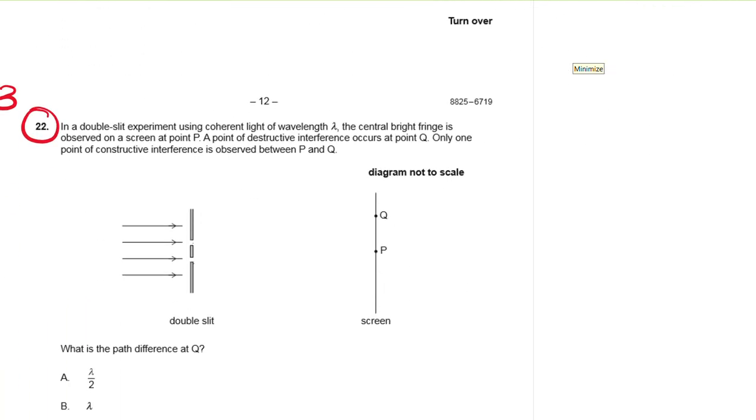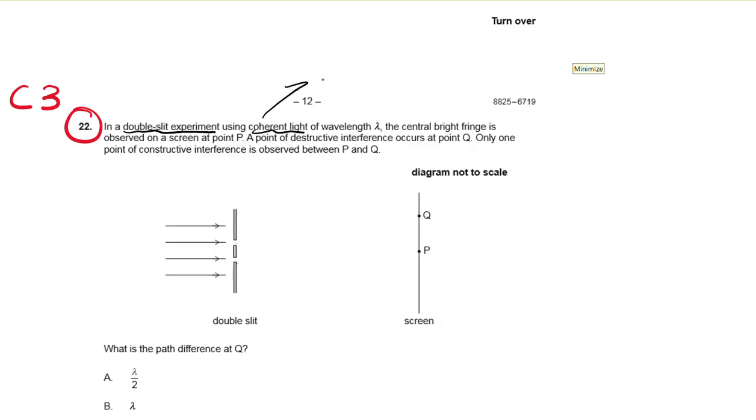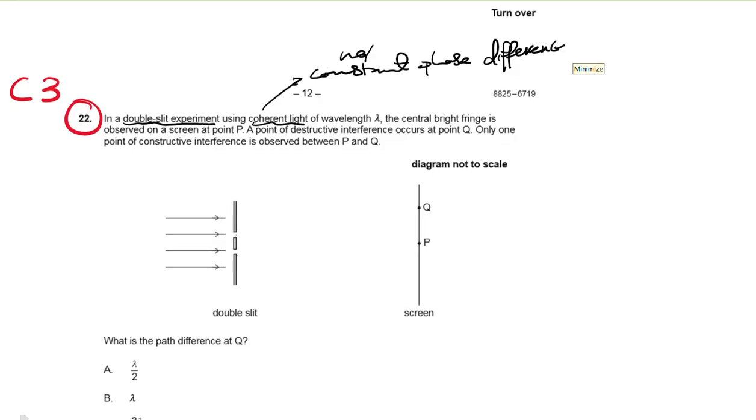And let's move on to question 22, and this is C3. We have a double slit experiment using coherent light. Coherent means emitted with a constant phase difference, or no phase difference, either way.